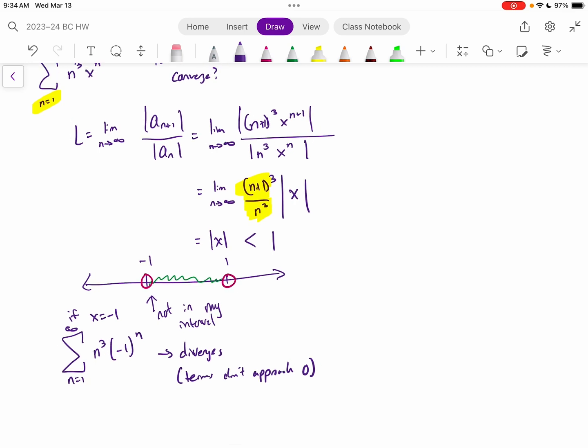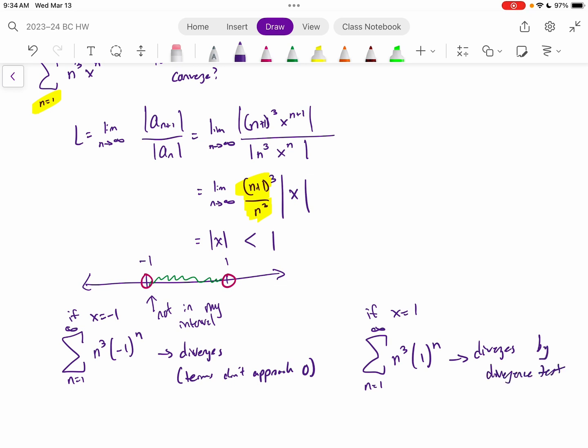Let's check 1. So if x equals 1, we wanted to check this series. And this very clearly diverges, by the divergence test.